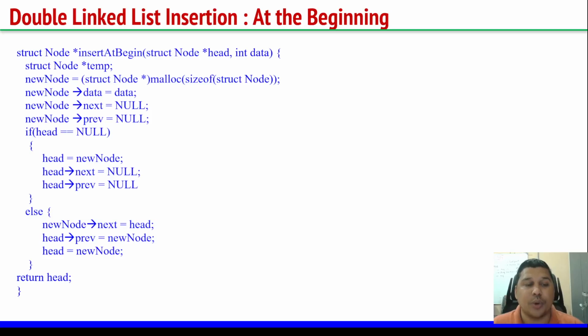Any queries till now here? Is it clear? Understood the operation? Students, please respond.